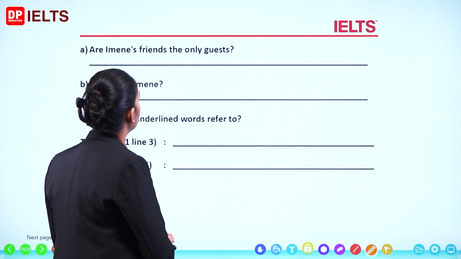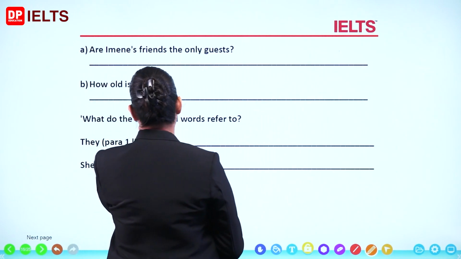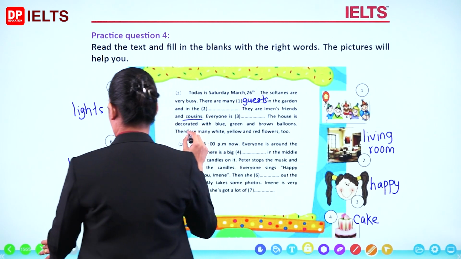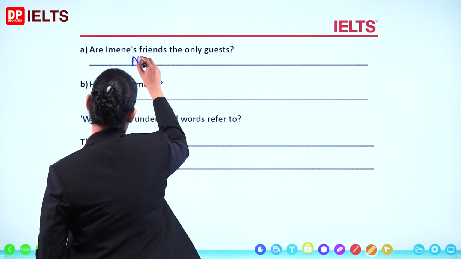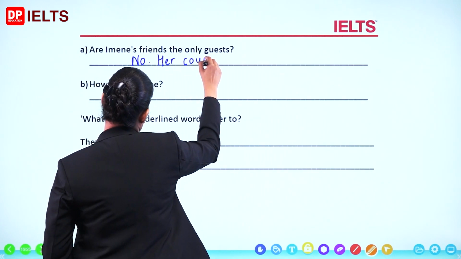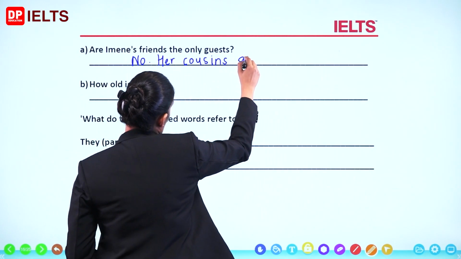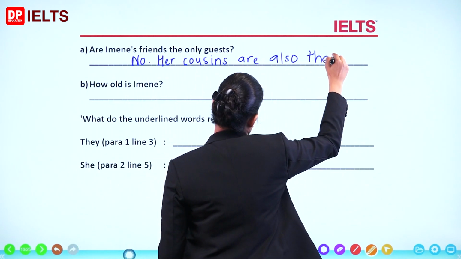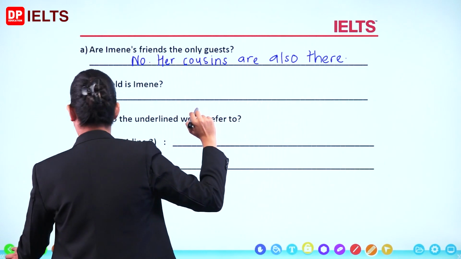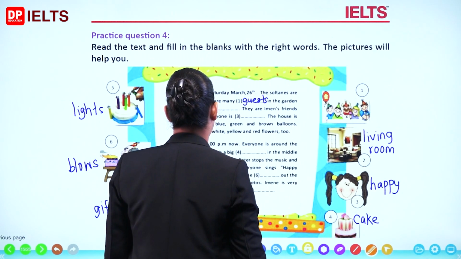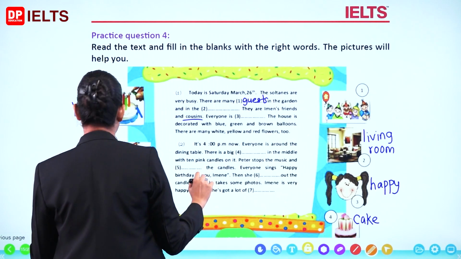Imen's friends, the only guess. Yaluwo itara de awilla tiyenne. No. Kawuda thawa inne? Cousins. Her cousins are also there. How old is she, man? Ten. With 10 pink candles, so she's 10 years old.